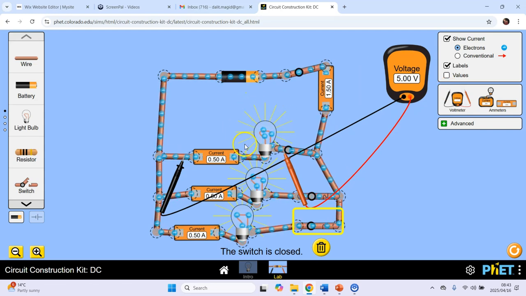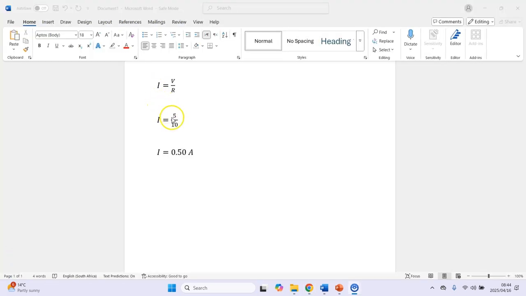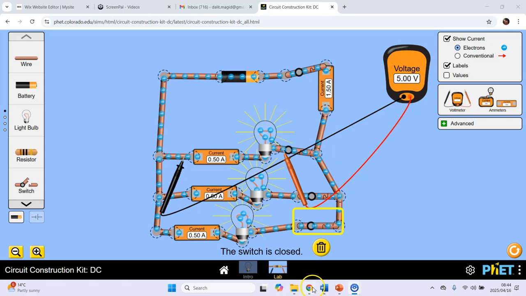Because we know that the voltage across each branch is 5 volts, and we know that the resistance of each resistor is 10 ohms, we can also calculate that the current of each branch is 0.5 amps using I equals V over R. So the voltage across each branch is 5 volts, and the resistance of each light bulb on each branch is 10 ohms, and 5 divided by 10 is 0.5 amps, which is exactly what we're seeing here per branch.